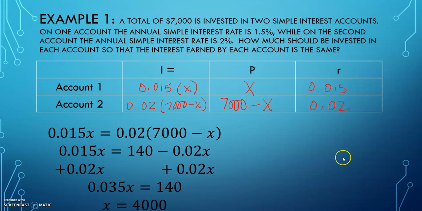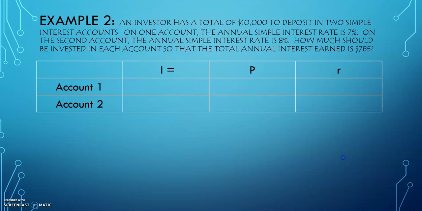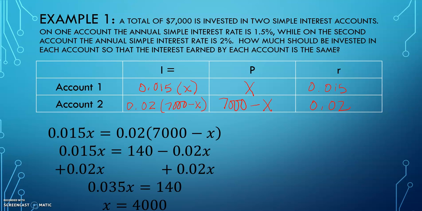So that means in account 1, we're putting $4,000, and in account 2, 7,000 minus that 4,000 is 3,000. That is when we want the interests to be equal.